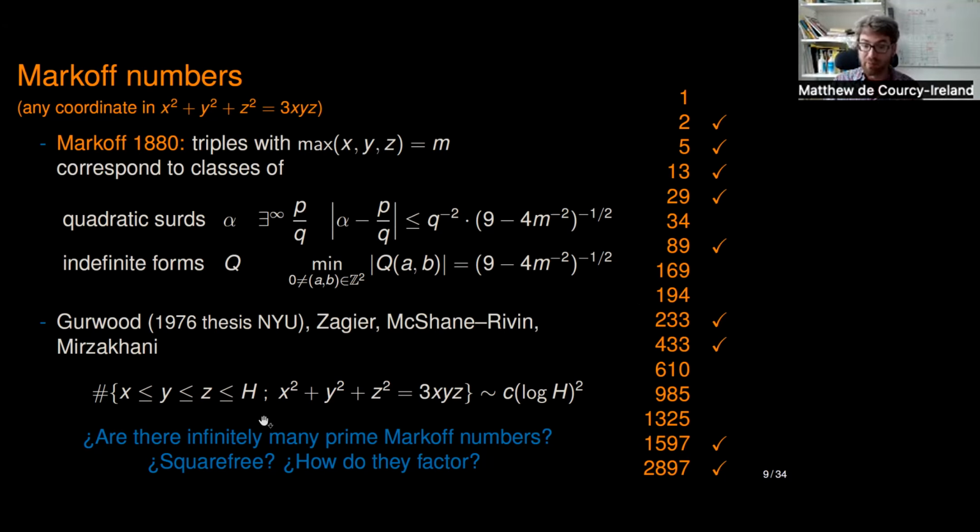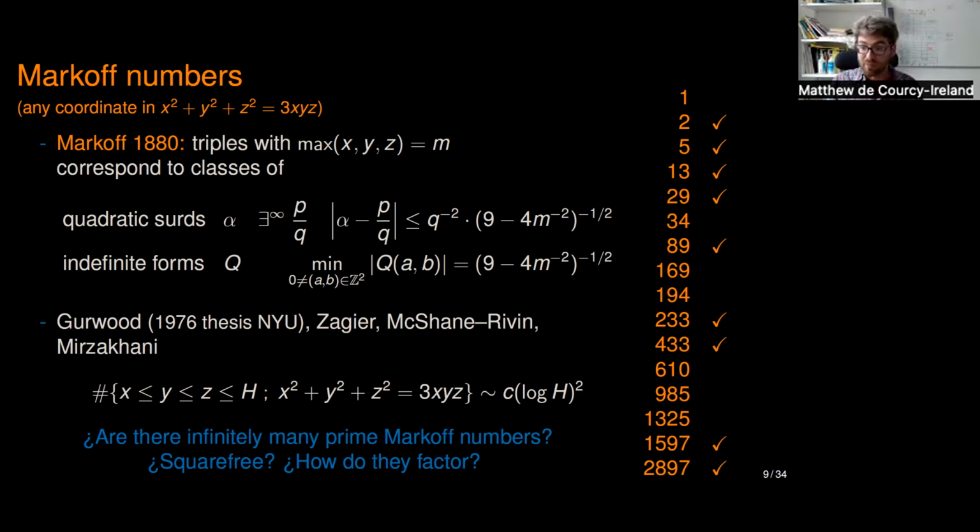We know how many Markov numbers there are up to a given height. If you count ordered triples x, y, z, up to some height h, satisfying the Markov equation, that grows like a constant times log h squared. So it's a pretty sparse sequence. And number theorists want to know, are there infinitely many prime numbers in this sparse sequence? That's open. It's even open whether there are infinitely many square-free. It's a very interesting question, how the Markov numbers factor.